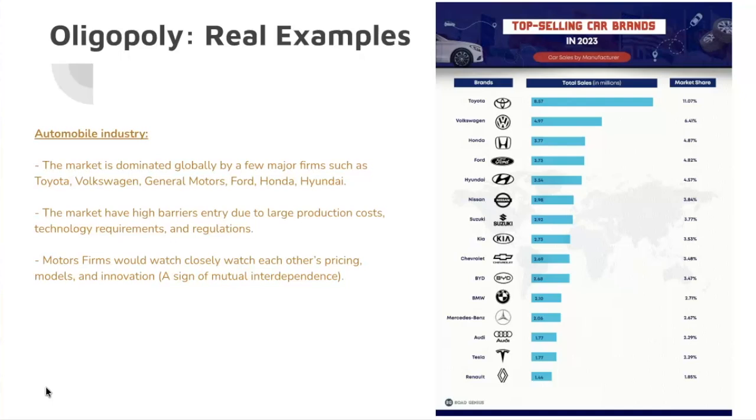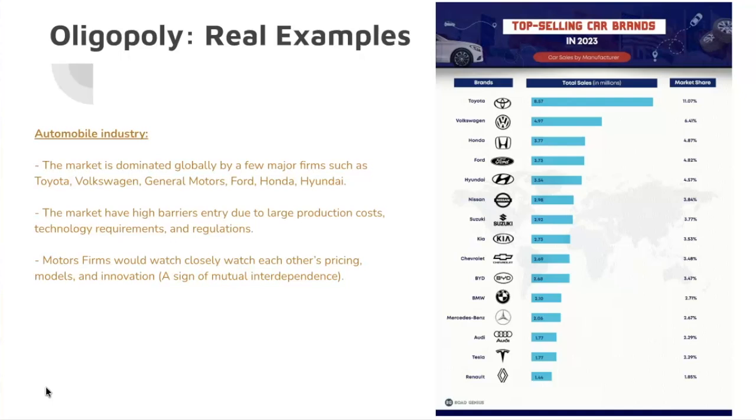Why is it so difficult to enter? The barrier to entry is enormous. Manufacturers need massive production facilities costing billions of dollars, sophisticated technology for design and engineering, a complex global supply chain, and many requirements for safety and emission regulation. A new entrant would need tens of billions of dollars in capital just to compete with these larger brands.